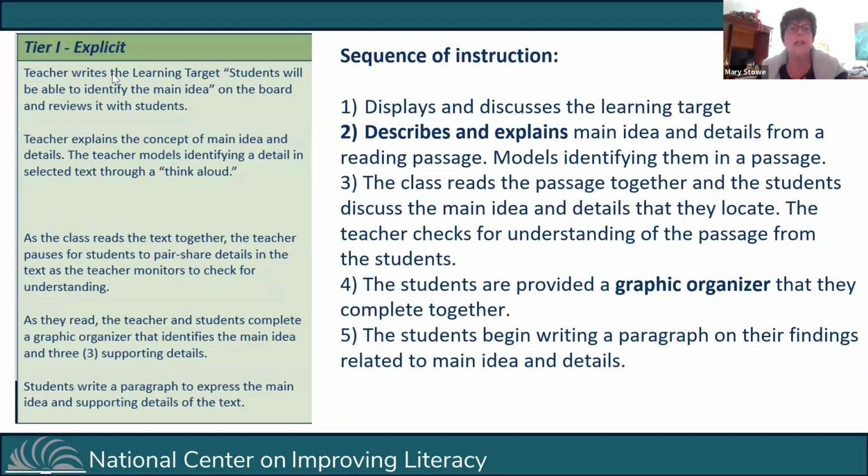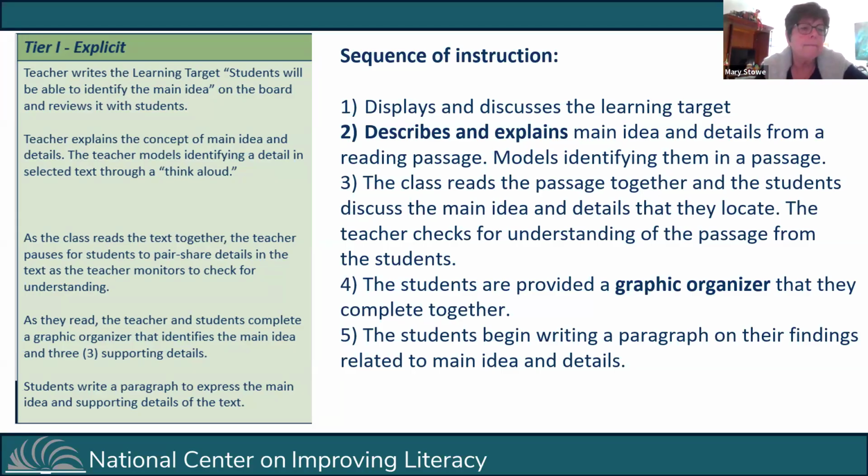Now the students are going to put that information into a graphic organizer that they complete together. And from that graphic organizer, the students are going to begin to write a paragraph on their findings relating to main idea and details. So they're going to begin to summarize what they have read. So you can see that sequential process that they're moving through. You can see the I do, we do, you do methodology of gradual release. You can also see the use of a graphic organizer or a visual that the students will be engaging with, and then they're going to move into writing.